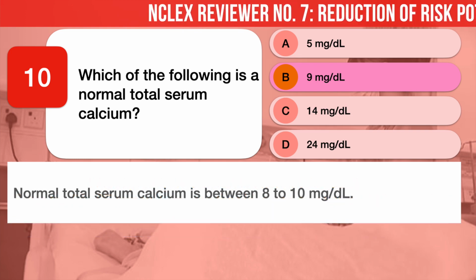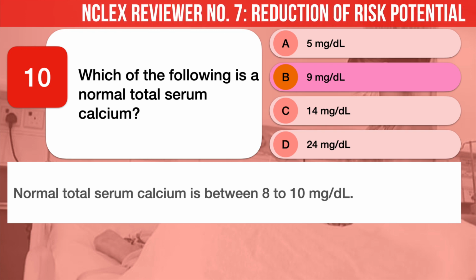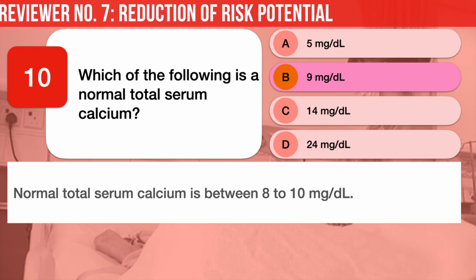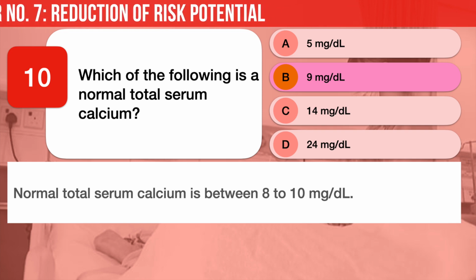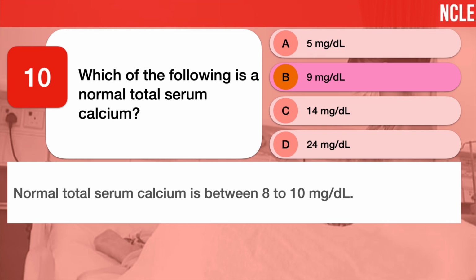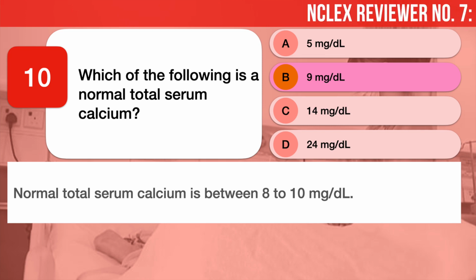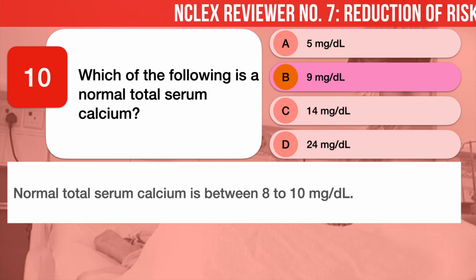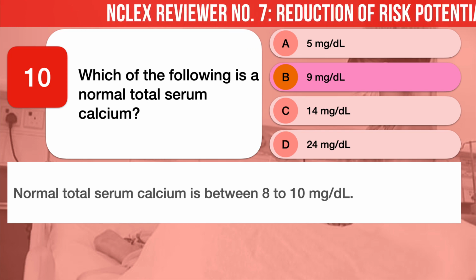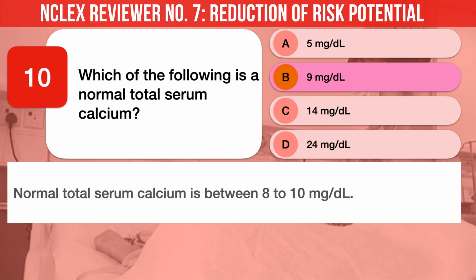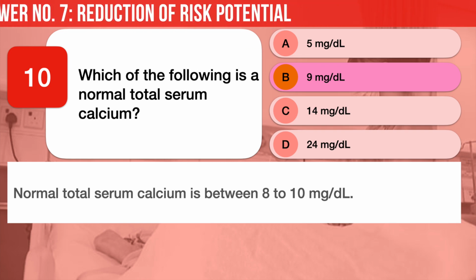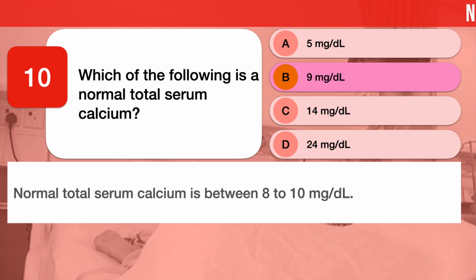The correct answer is B. 9 mg per deciliter. Normal total serum calcium is between 8 to 10 mg per deciliter. Ionized serum calcium is sometimes considered a bit more accurate and reliable, but for most purposes the total calcium is sufficient. Borderline hypercalcemia or very mild elevations may still be clinically significant if associated with high or high normal parathyroid hormone levels. Parathyroid hormone, vitamin D levels, and calcitonin together control blood calcium levels.